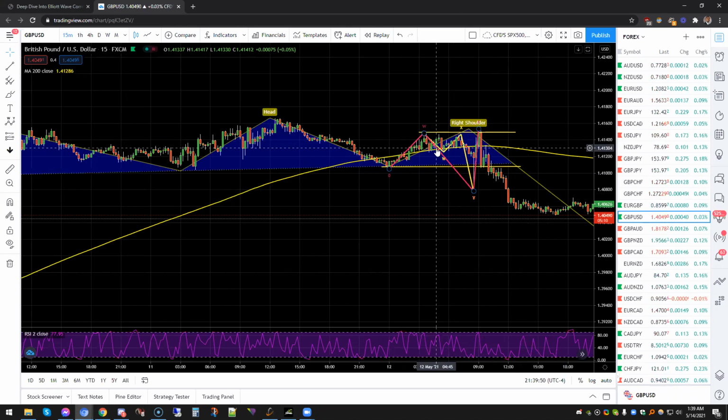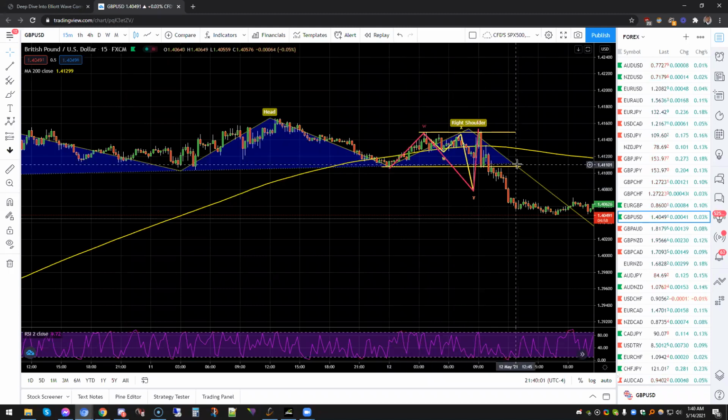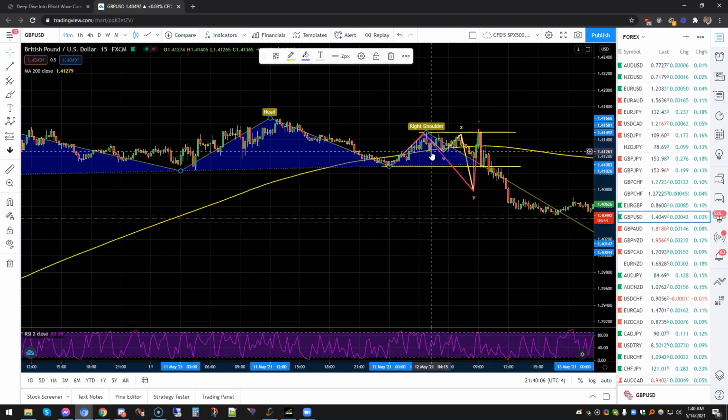All right, Kevin says expanded, and that is correct. It is an expanded flat pattern. And because this is an expanded flat pattern, if our shoulder was completed over here, and we looked at that as our shoulder, right? Because you can see this could have been considered our shoulder, and we had a stop just above that high. Price spiked down.